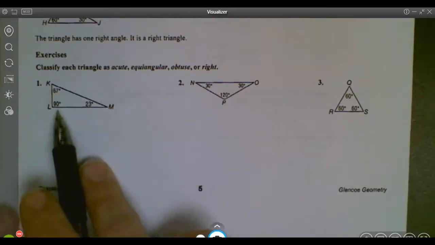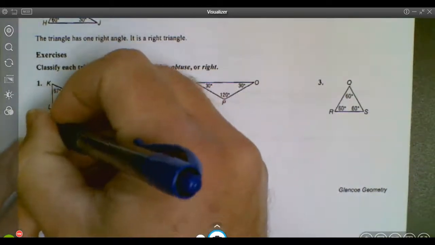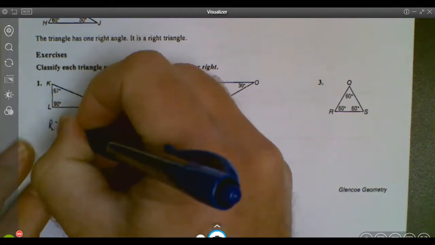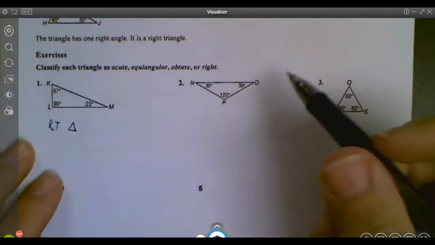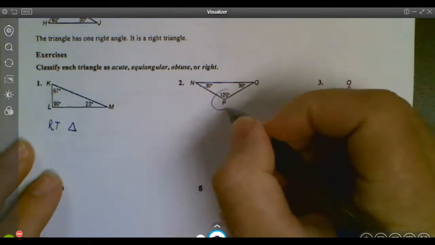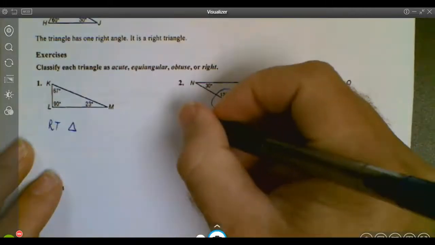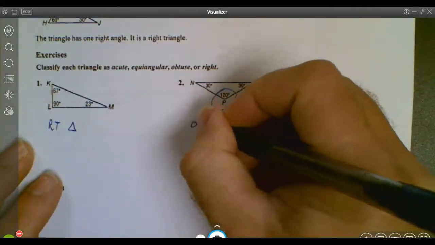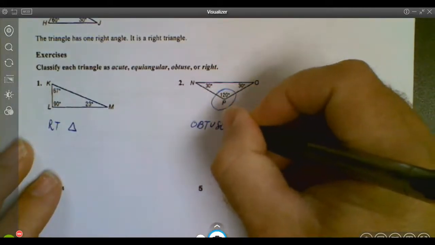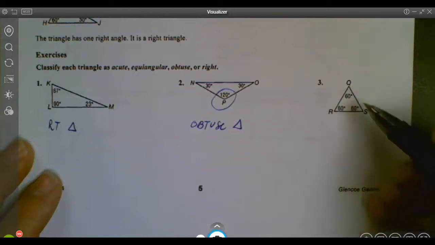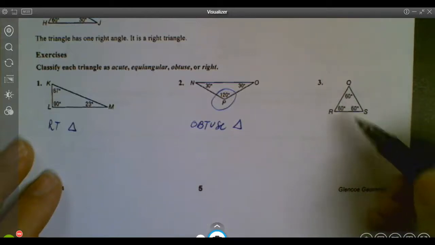As soon as I see the 90 degrees, we would automatically label this as a right triangle. Right here I get the angle that is obtuse. So this would be an obtuse triangle. And then right here I have a 60-60-60.